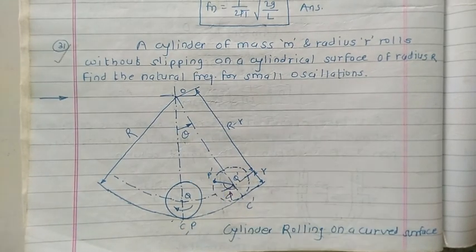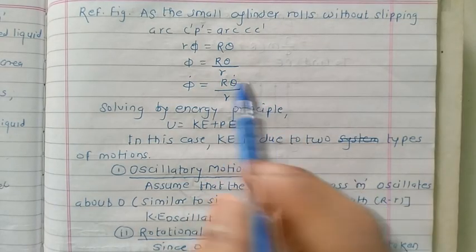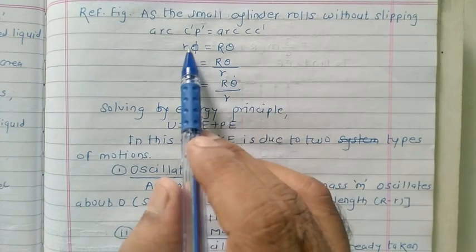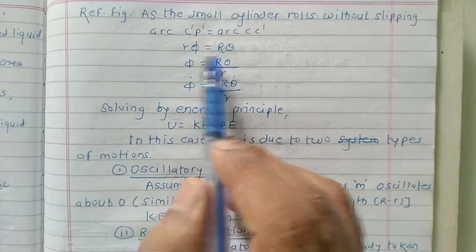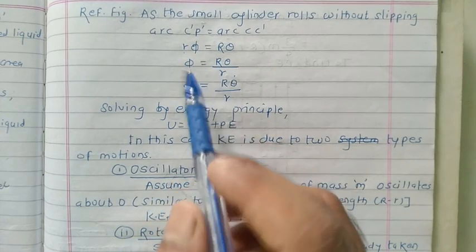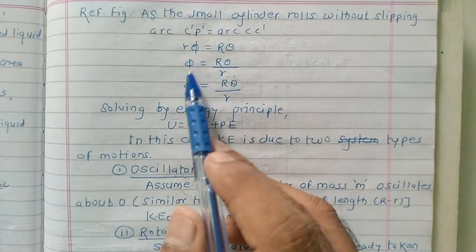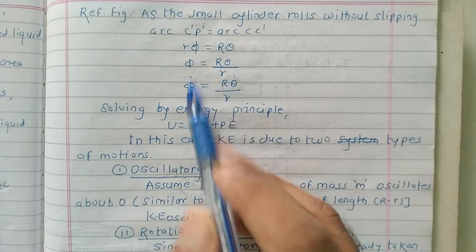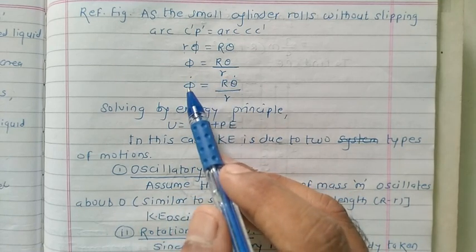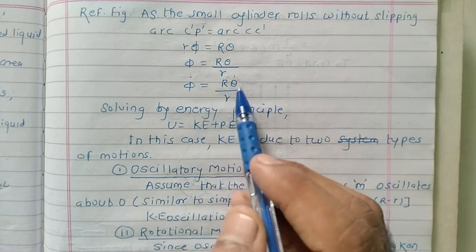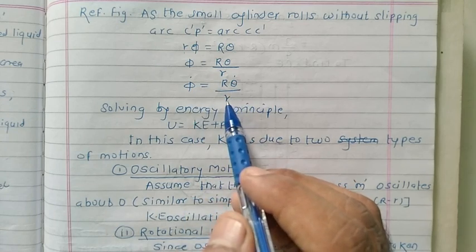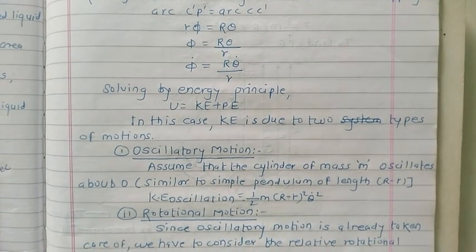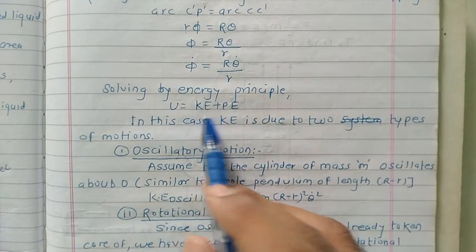In this way we get the relation arc C dash P dash equals arc CC dash, that is, small r into phi equals capital R into theta. So angle phi is capital R theta divided by small r. If we differentiate this, phi single dot equals capital R theta single dot divided by small r. Now, by using the principle of energy, U is kinetic energy plus potential energy.